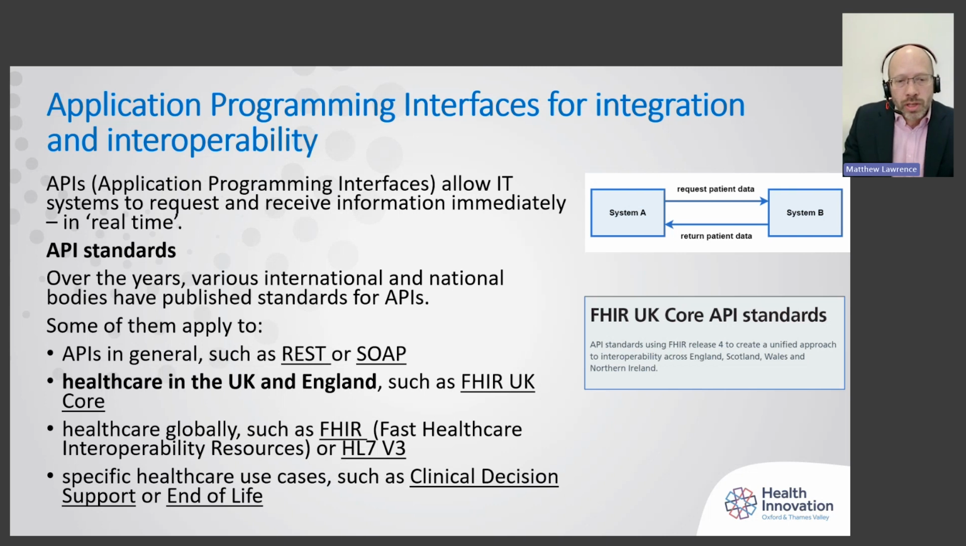And there are international and national bodies and standards for all of these. Some of them apply to all APIs in general. So healthcare in the UK uses FHIR UK Core, which is essentially like the international one, which is FHIR, Fast Healthcare Interoperability Resources, or HL7 version 3. And these are standards for use around England, Scotland, Wales, and Northern Ireland. And there are very specific healthcare use cases as well, such as clinical decision support or end of life. There's a lot of data flying around, so it's got to be done in a standardized way. That's what that's there for.